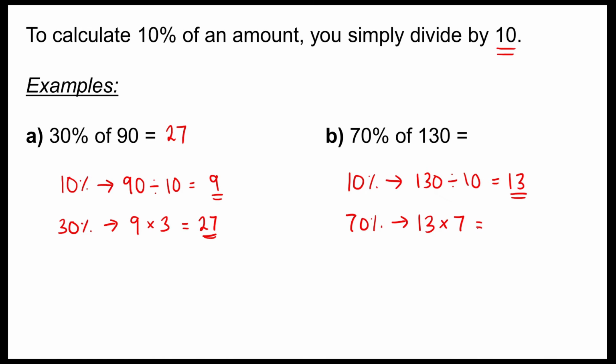Now, unlike the last question, 13 times 7 is a little bit more complicated to work out, so I can use a column multiplication to get my answer. Doing this, I need to put 13 at the top and 7 below it, and I need to times each part of this by 7. So 7 times 3 is 21, 7 times 1 is 7, plus the 2 we've carried over gives me 9. So my final answer is 91. That means that 70% of 130 is 91.